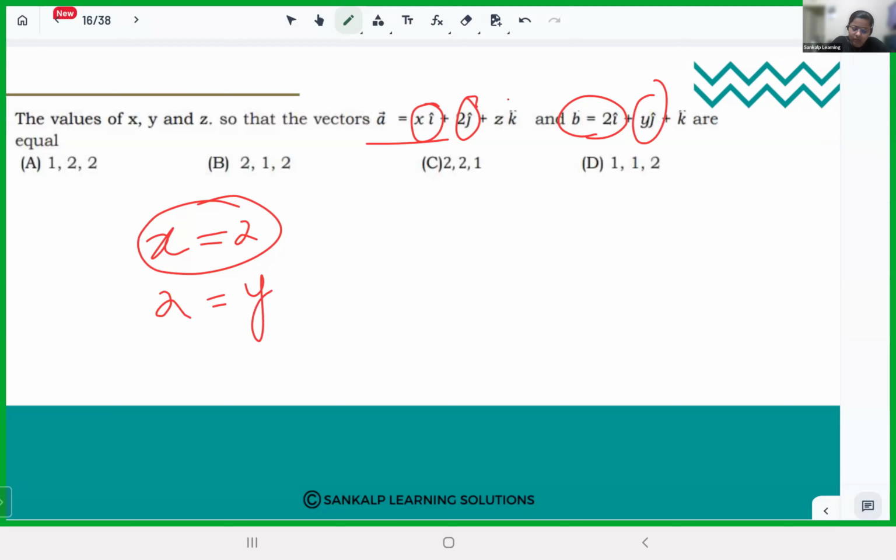And what is the scalar component of unit vector k? It is z, isn't it? Z should be equal to the scalar component of unit vector k in vector b. The coefficient of k in vector b is 1. So z should be equal to 1. So x equals 2, y equals 2 and z equals 1. Okay, option C is right. Alright.